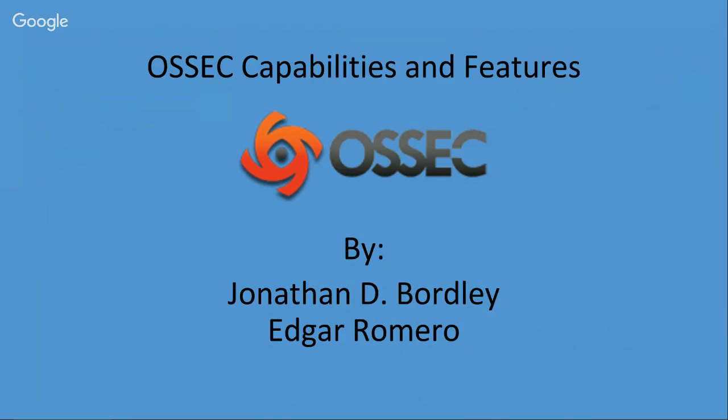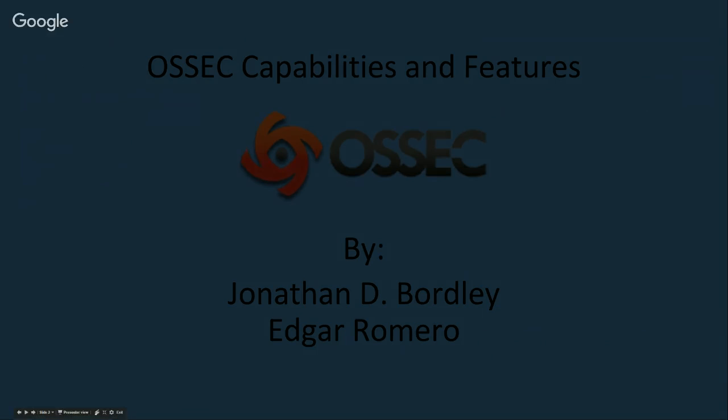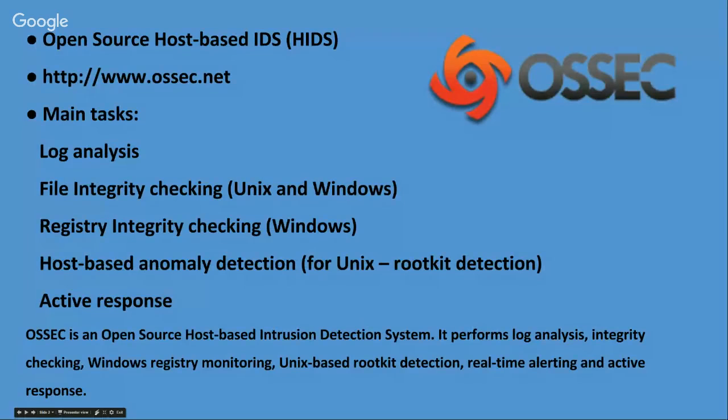We're going to talk about Ossec capabilities and features. Ossec is an open source host-based IDS, intrusion detection system. The main things that Ossec does are log analysis, file integrity checking, registry integrity checking, and host-based anomaly detection. It gives active responses. It will respond through email and several other ways to let you know what is going on with your system.